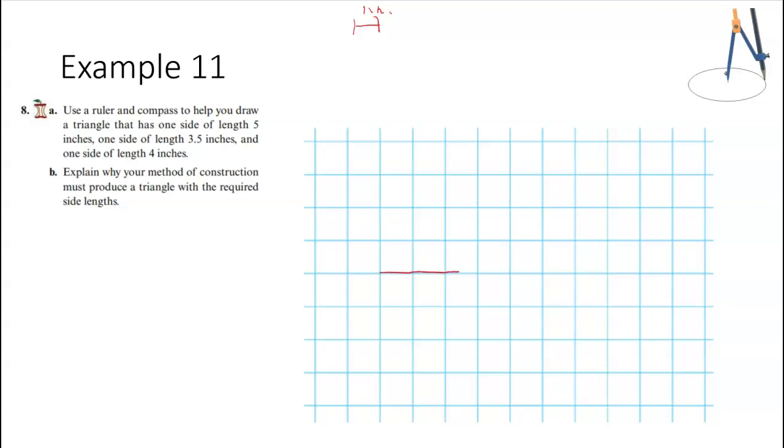1, 2, 3, 4, 5. This is 5 inches. I know I want one to be 5 inches. Now I want the other side to be 3.5. Well, let's make a radius that's 3.5 inches. And so I know that if I make this the center of that circle, and I go 1, 2, 3.5, and so on around the circle.